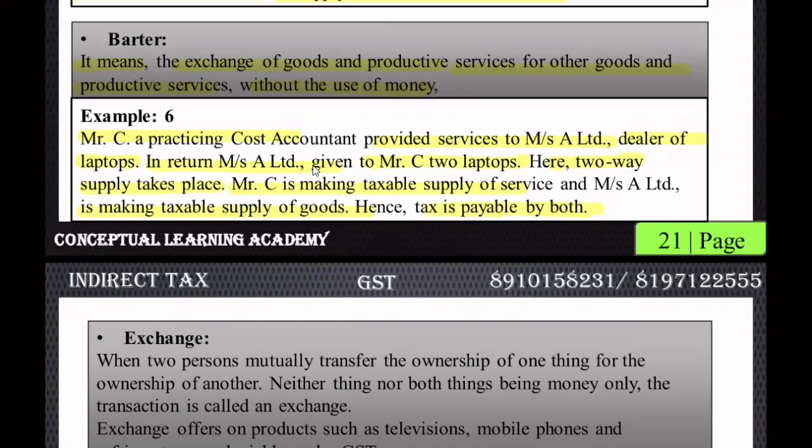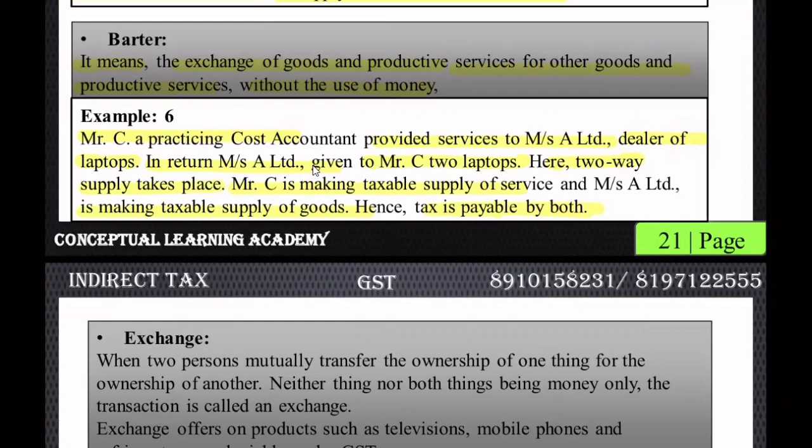Okay. Both. Correct. You said correctly. It might be that they might not have clearly mentioned, but yes, whatever you said, I got. That is correct. I don't think anyone has a doubt why the word is here taxable. Tax is payable by both. Correct. Because here exchange of product is happening. So it is a barter, and providing services is also under GST, as well as the laptop is also under GST. So for both of them, there is some monetary value.